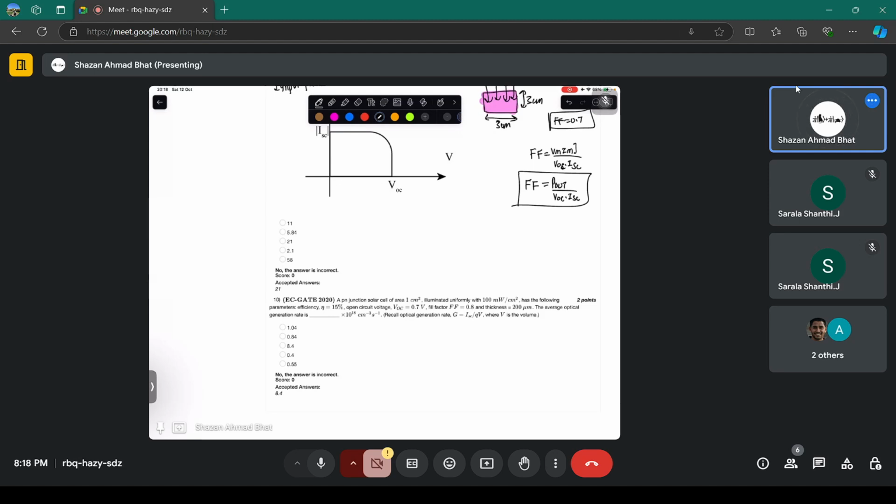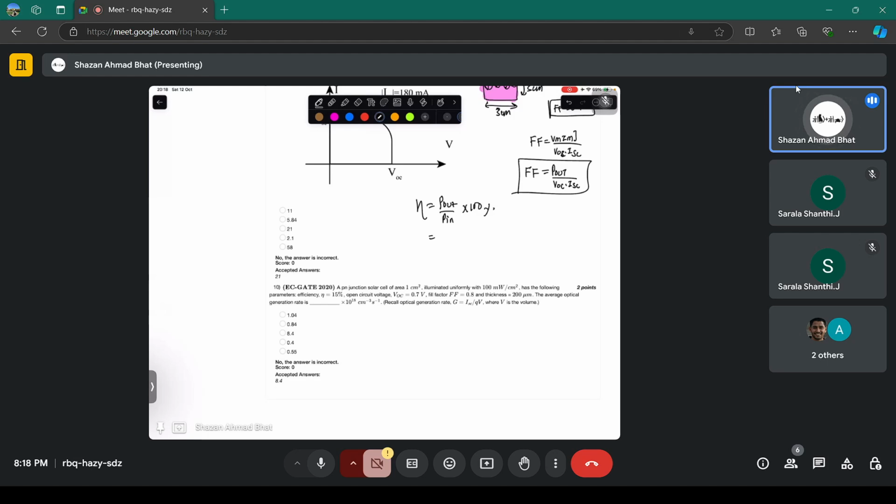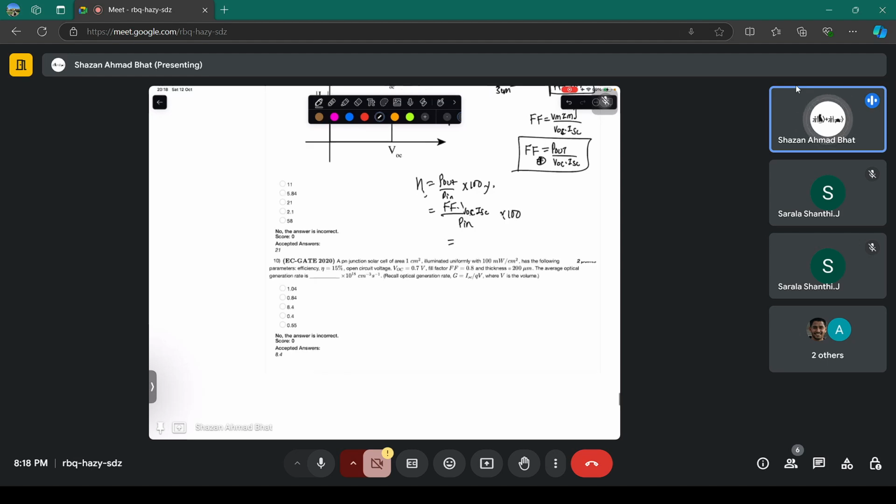Now, what you need to find is efficiency. Efficiency is output power by input power into 100%. And you can write output power as fill factor times VOC times ISC, divided by input power into 100. Everything is given, I guess.